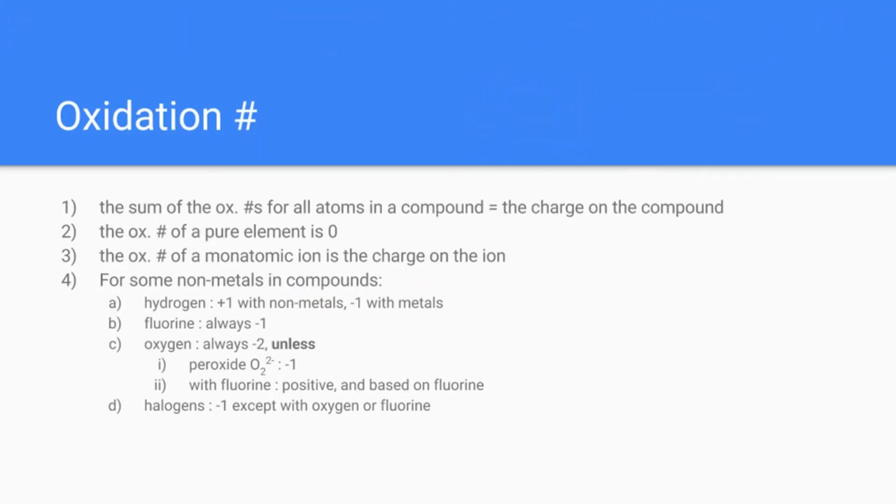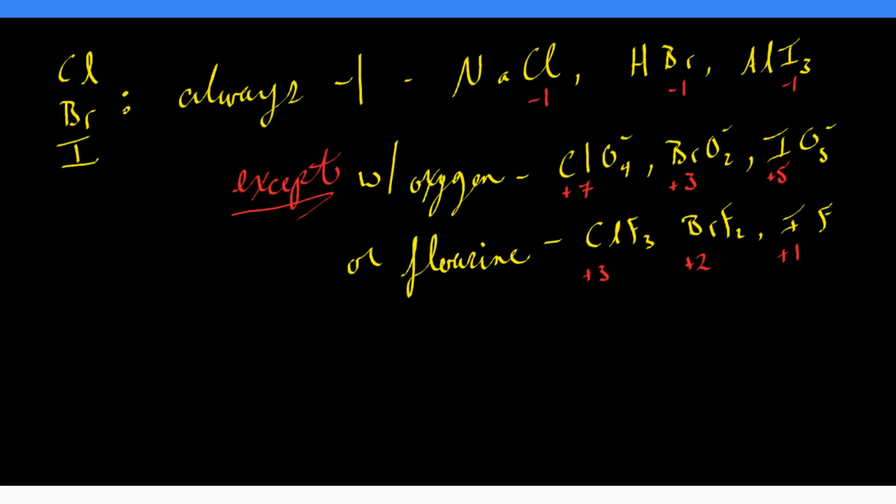And in our final rule, we have the halogens. The halogens are a little simpler. They are always going to be -1 unless they're bound with oxygen or fluorine. And here we have some examples. Chlorine, bromine, and iodine are the 3 halogens we need to concern ourselves with. Fluorine is also a halogen, but it's a special case. So they're always -1. The simple ones, we have sodium chloride, hydrogen bromide, aluminum iodide. The halogens are all -1.